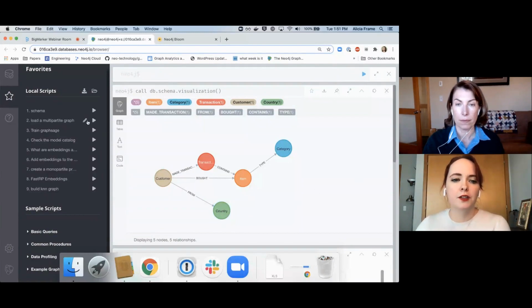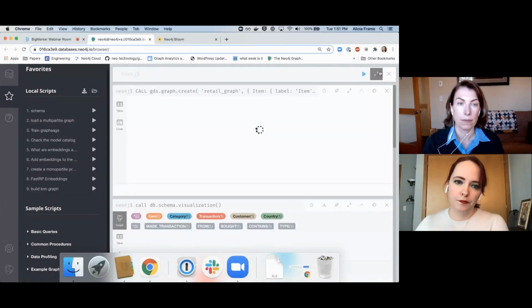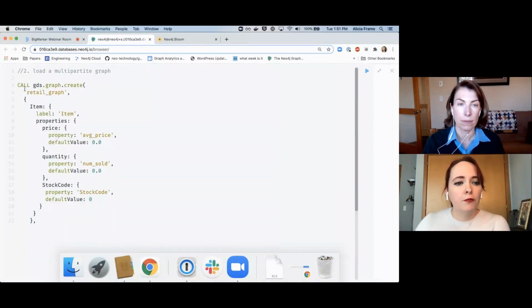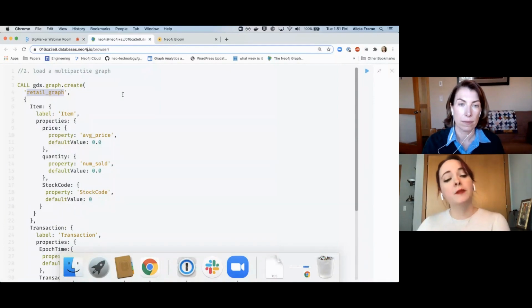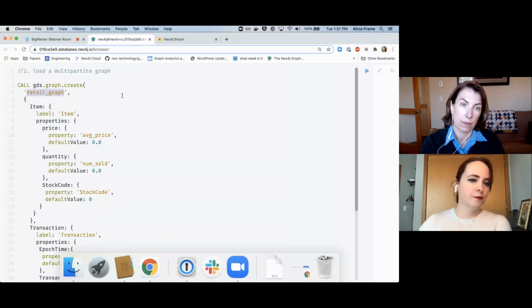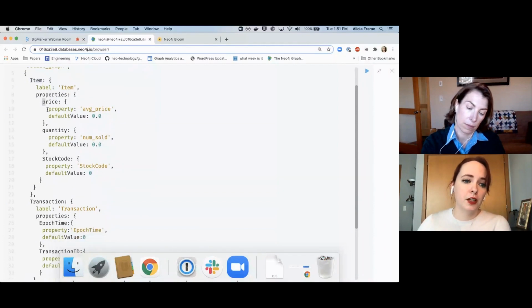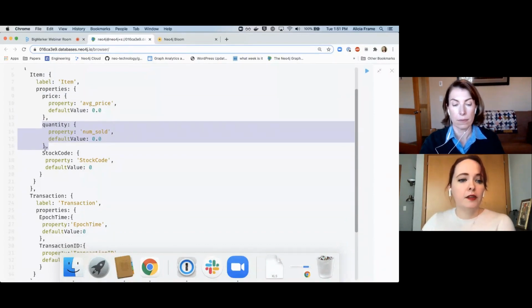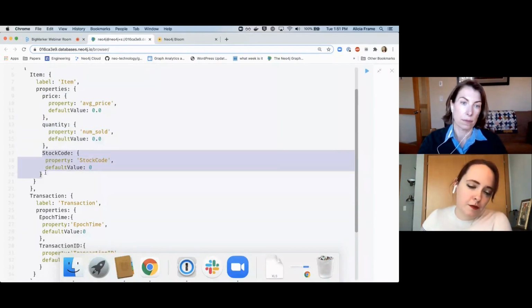So the first thing I want to do is I need to load a graph into memory. And so what I'm going to do here is I'm going to show this to you. I'm creating what I'm calling the retail graph. And because I want to run GraphSAGE and I want to demonstrate that it can use multiple labels, so multiple node types, and it can use properties, I'm going to load a lot of stuff into this graph. So the first thing I'm loading is items. And the properties that I want to load for my items are the price of each item in my graph, the quantity sold of each item in the graph, and the stock code. So these could be predictive for my embedding.